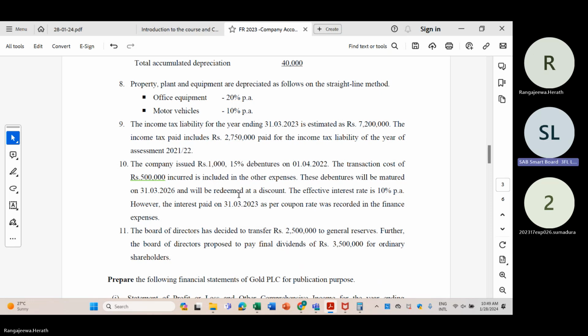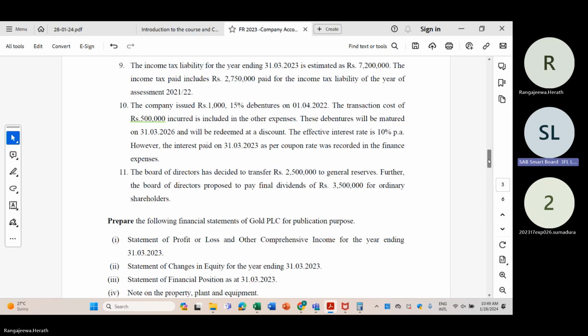Then debenture will be matured and redeemed at a discount. Effective interest rate 10%. However, interest paid under coupon rate recorded as finance expense. That is wrong. So we have to make the account match the amortized cost. That has not been done. Then transfer 2.5 million general reserve and propose final dividend 3.5 million for ordinary share.